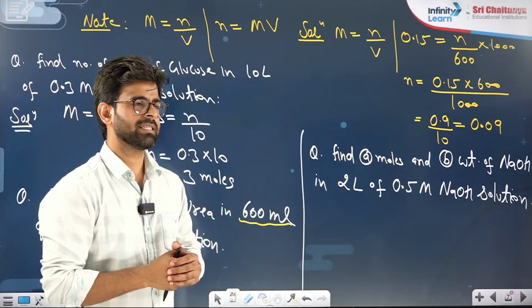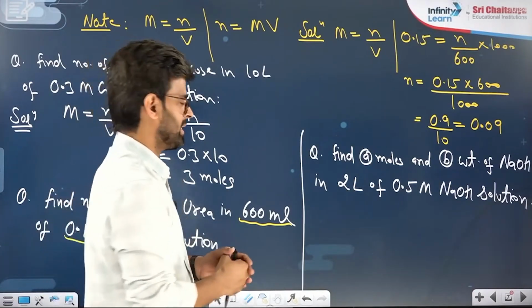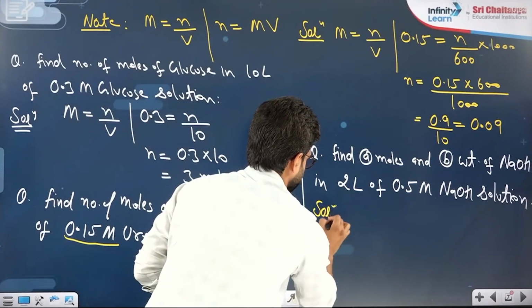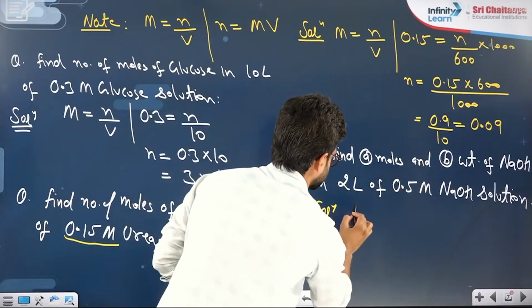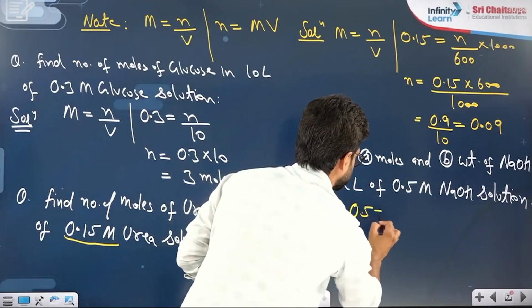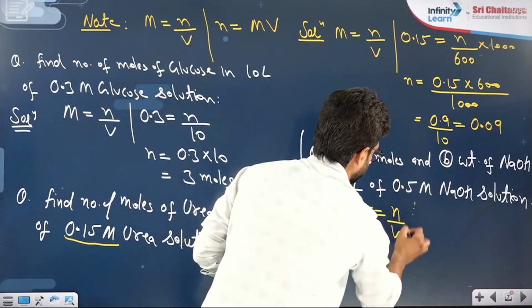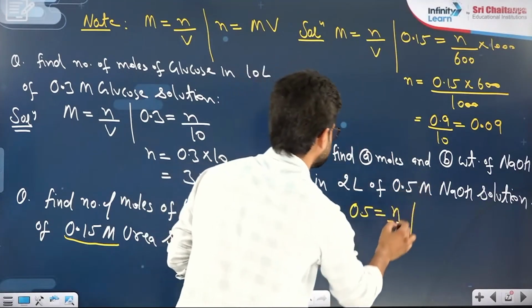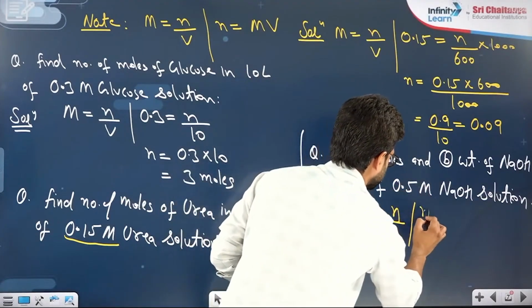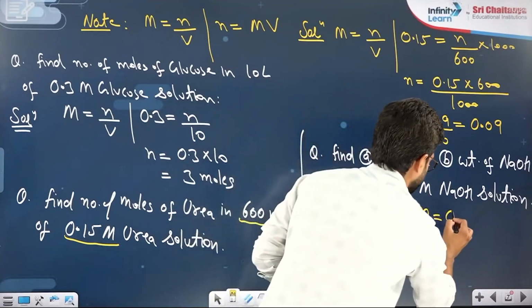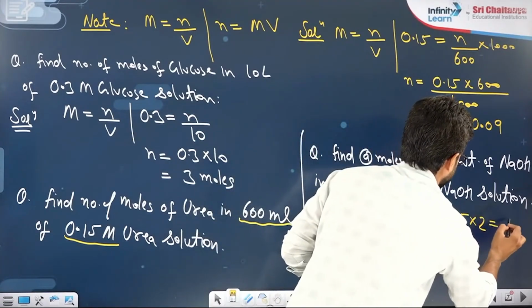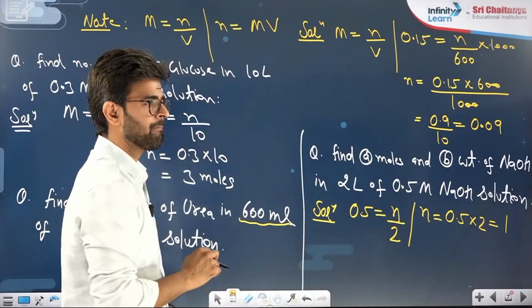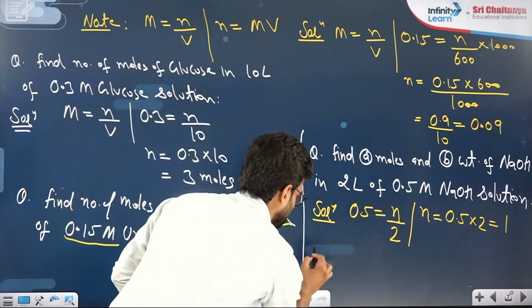Right. Check, bacha. What do we have here? We know the molarity, how much? 0.5 equals number of moles by volume, right? What is the volume given? Volume given is 2 liters. So how many moles are coming from here? Moles are 0.5 into 2, which is 1 mole. So we have 1 mole, right? Clear.